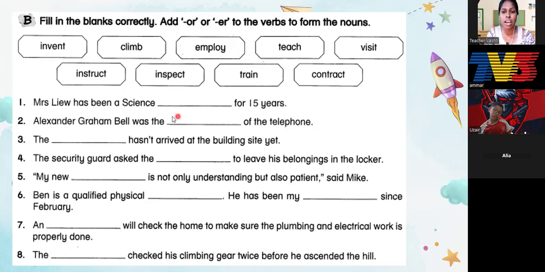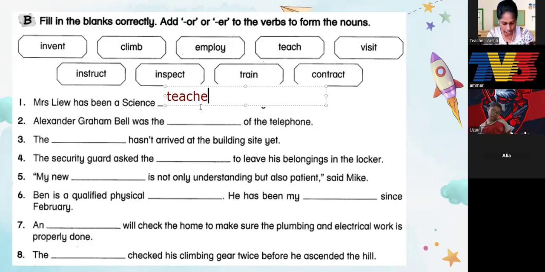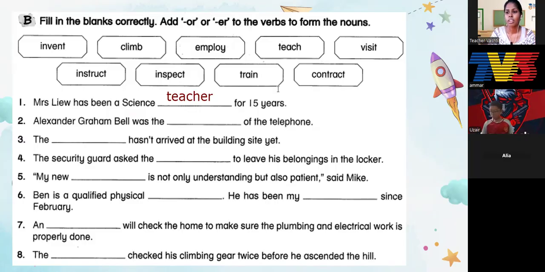Mrs. Liu has been a science teacher. All right, very good. So what you have to do is take the word teach and tambah ER. The same thing goes for other words, ER or OR. Then you fill in the blanks with your correct answer. You can write your answers in the chat box now. Number 2 to number 8. Only 6. Come on.